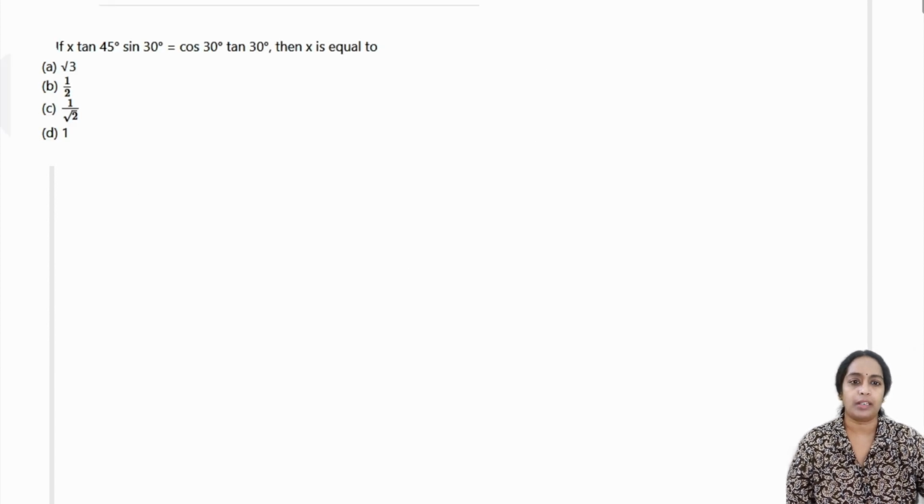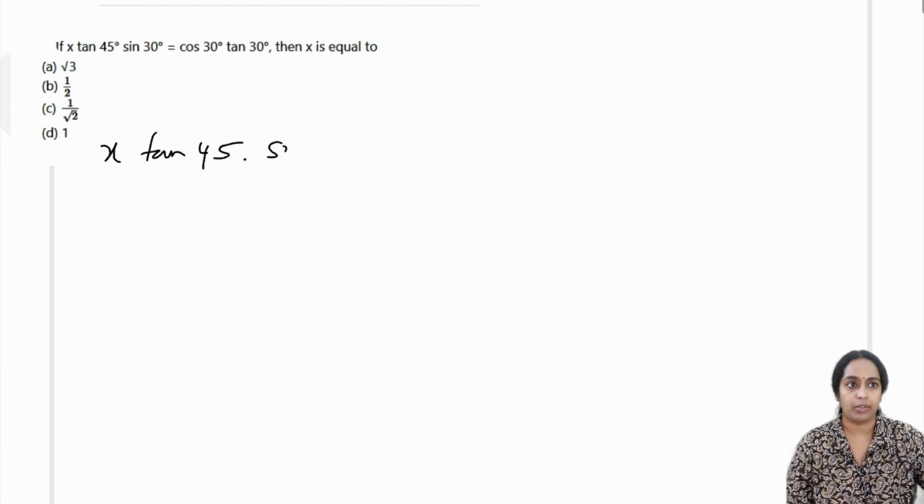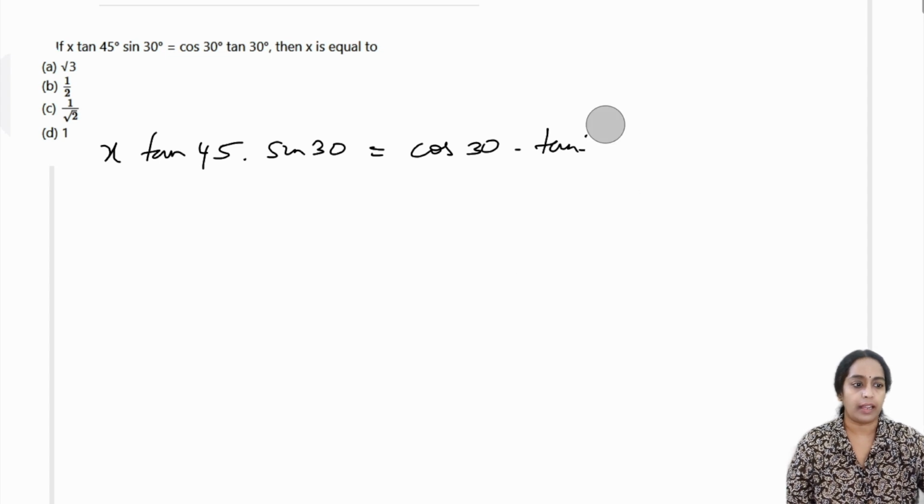So moving on to the next question. The question says x multiplied by tan 45 degrees sin 30 degrees equals cos 30 degrees tan 30 degrees. Then what is asked in the question? The x value is asked in the question.